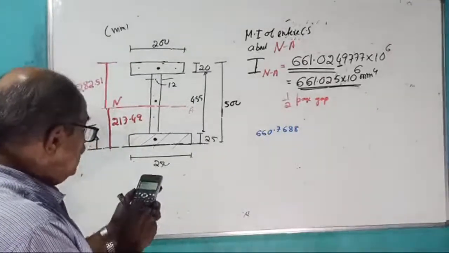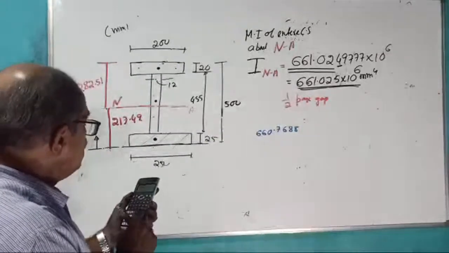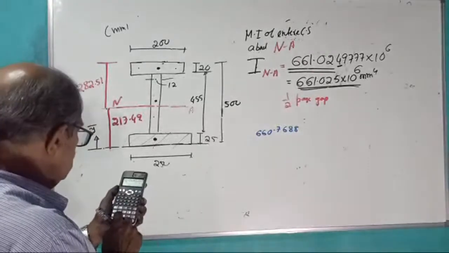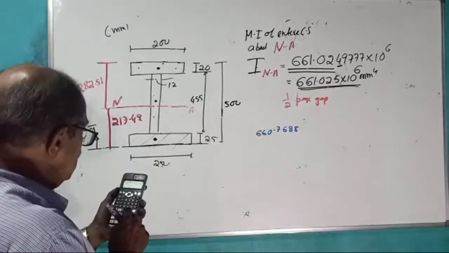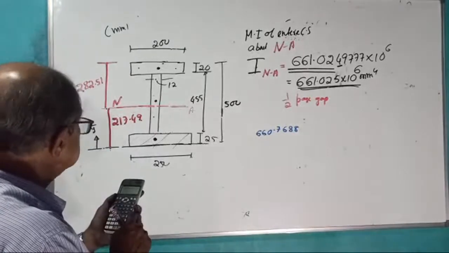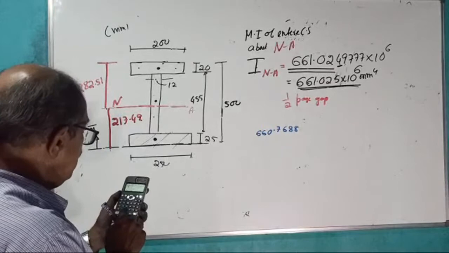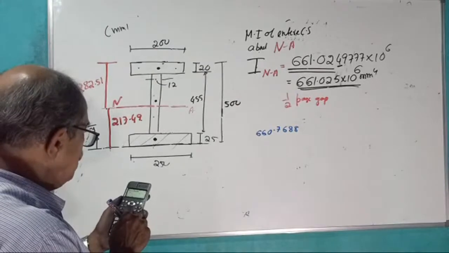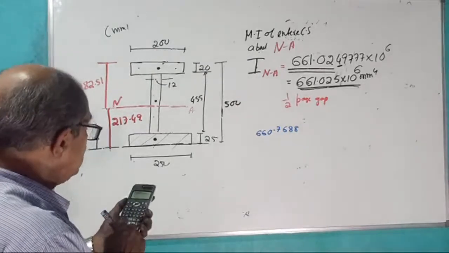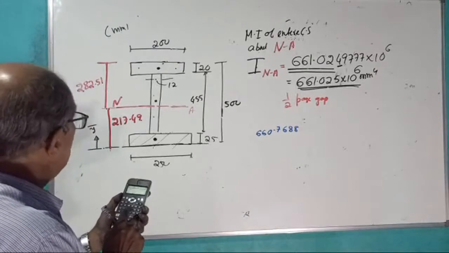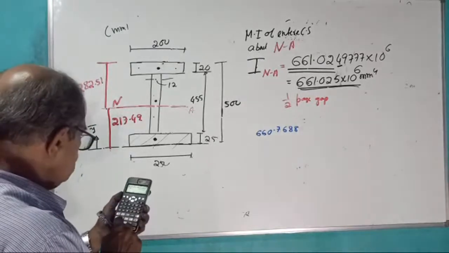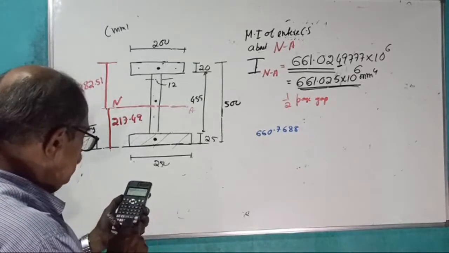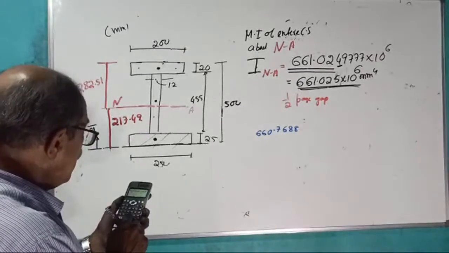250 into 25 cube divided by 12. Calculator problem. Plus 250 into 25 into 217.39. Sorry, 217.49, minus 12.5, close square. Plus 12 into 455. Last time I am doing: cube divided by 12 plus 12 into 455 into 217.49. I will remove the other distance, minus 25 minus 455 by 2. No problem, both are the same.